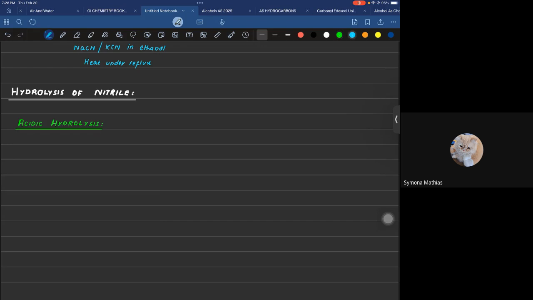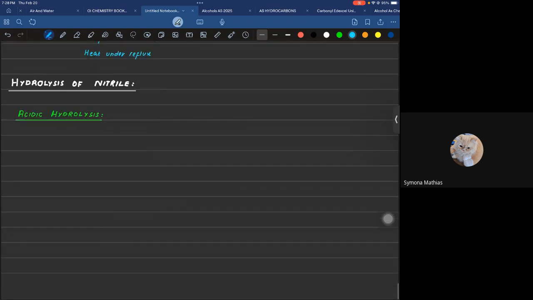If you remember in IGCSE, you used to discuss esters. Esters are produced by alcohols and carboxylic acids, so we can reverse the reaction. We can produce alcohols and carboxylic acid by the hydrolysis of esters. Same goes with the nitrile. So my nitrile is this ethane nitrile that I made above.